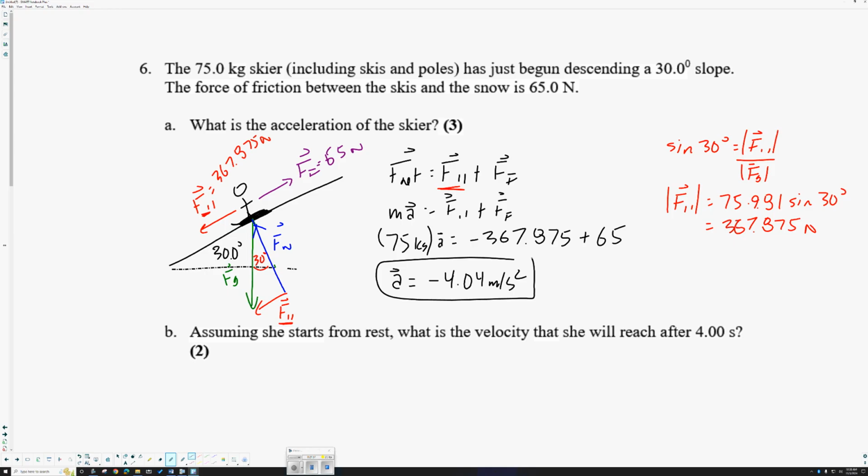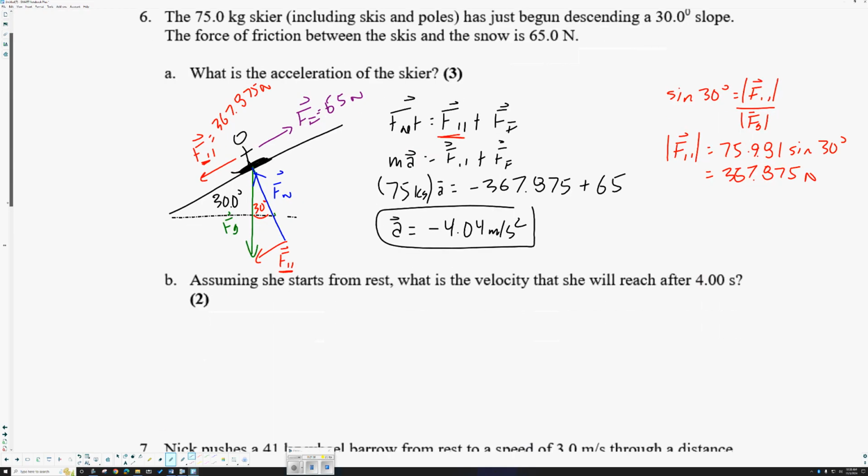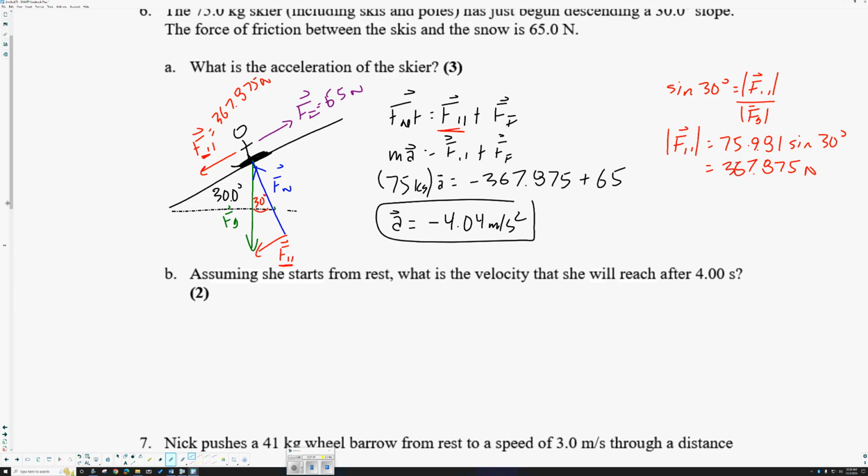And B says, assuming that she starts from rest, what's the velocity that she will reach after 4 seconds? We're just going to use A is equal to delta V over delta T for this one. Rearrange this. Delta V is equal to A times T. Now, technically, this is going to get me delta V, not VF. But if VI is 0, she starts at rest, then delta V, the change in velocity, is exactly the same as the final velocity. So let's say A is negative 4.04. Should be using my unrounded number here.